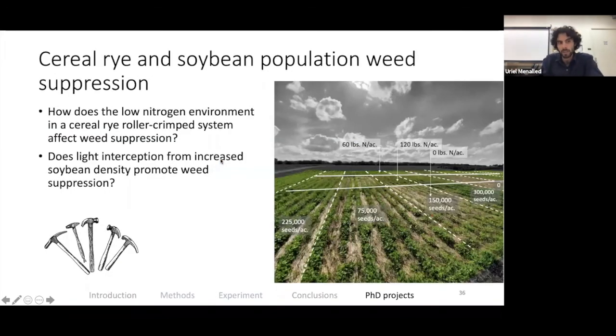The first experiment is looking at cereal rye and soybean-based population weed suppression. And the questions here are, well, how does the low nitrogen environment that's fostered by the decomposition of cereal rye when it's rolled in a mulch system affect weed suppression? And I also want to see whether light interception from an increased soybean density promotes weed suppression. And because I'm looking at 2 tactics here, I also want to see whether a low nitrogen environment and a high soybean seeding population have a synergistic effect on weed suppression.